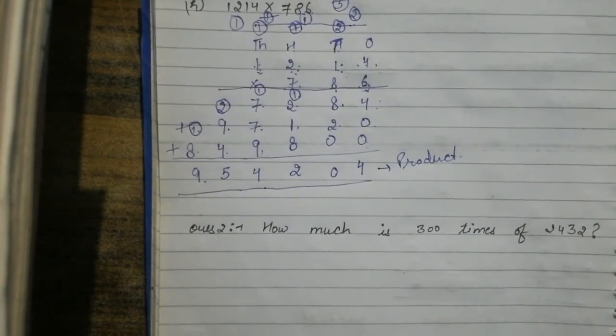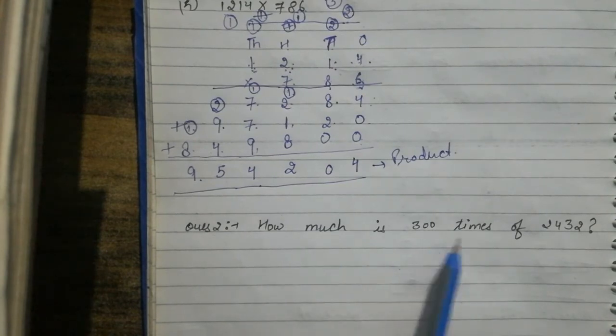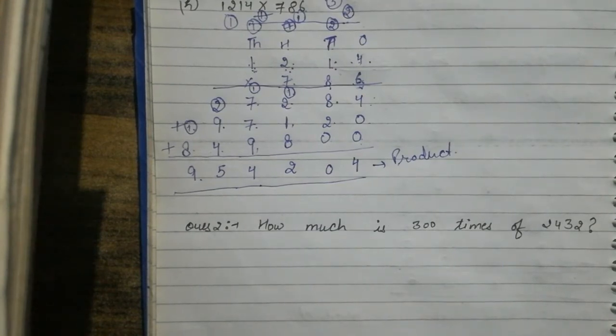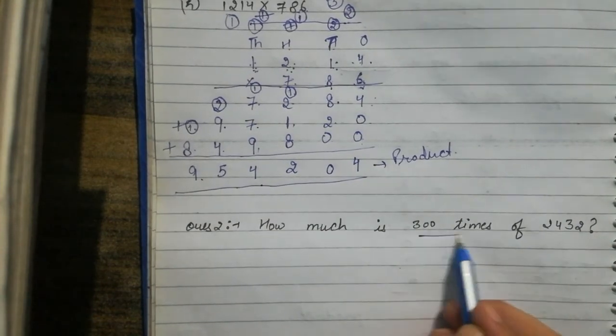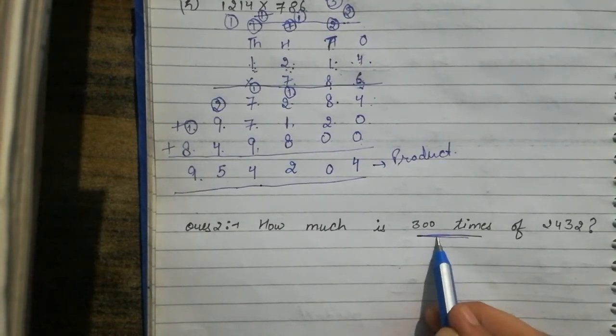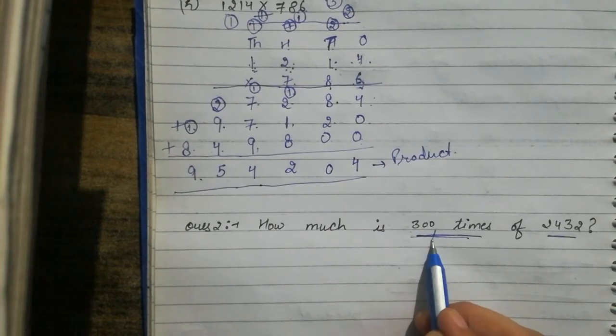Now come to the second question. In the second question we are asked how much is 300 times of 2432. That means आपसे क्या पूछा गया? आपका ये नंबर दिया गया है और उसका 300 टाइम्स पूछा गया है. जब किसी का टाइम्स पूछा जाता है that means we have to multiply that number by the given number.